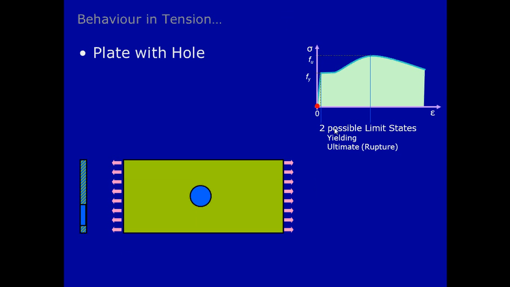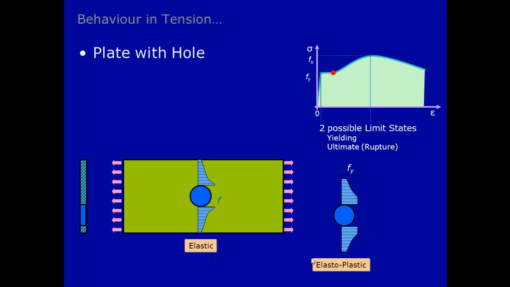Now let us consider the previous plate but with a hole in it. This is the hole, and we can see in the cross section this is the hole. Now the plate with hole is subjected to tensile forces, and at the yield point this should be the stress distribution along the hole. This is in the elastic state, and as the force increases more, the stress will reach an elastoplastic state, and we can see that the stress around the hole is now constant, and it is at the value of yield strength.